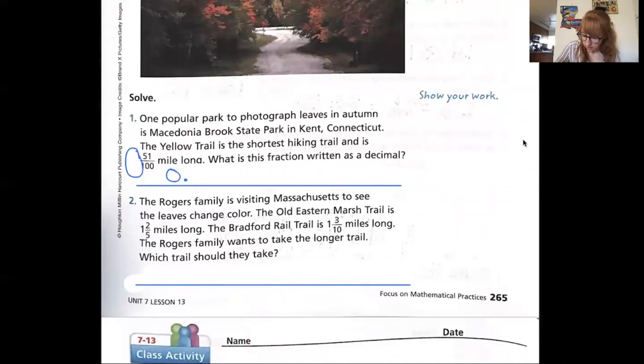51/100ths is also saying we have 5 tenths and 1 hundredth. So it's 51 right after the decimal point, and our units are mile long. Okay, so we would read this as 0.51 mile long. That's 51/100ths of a mile.